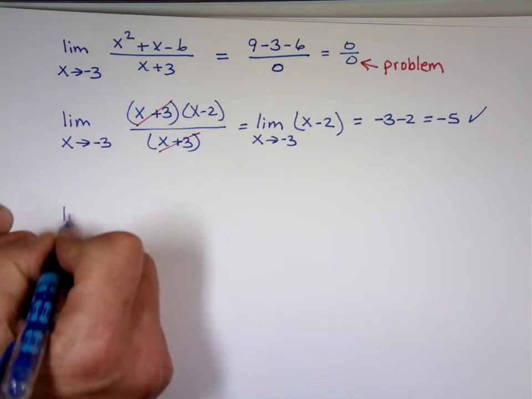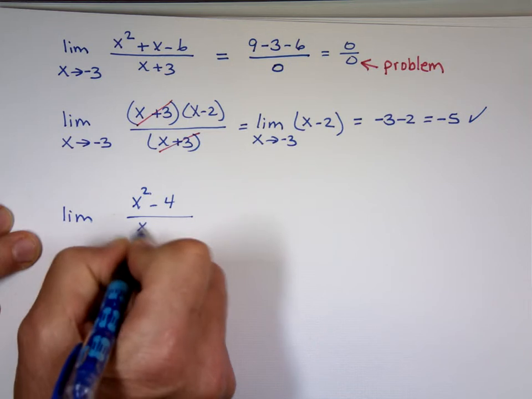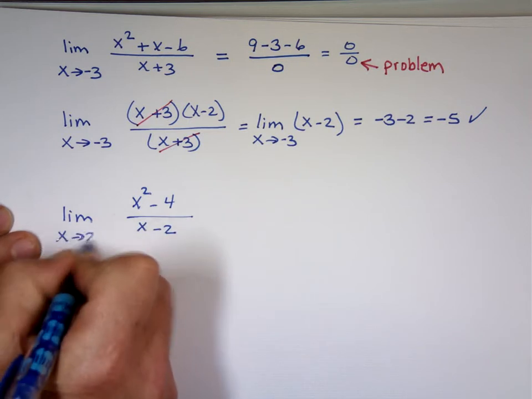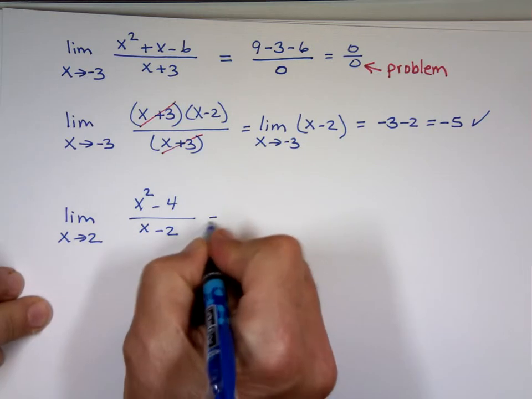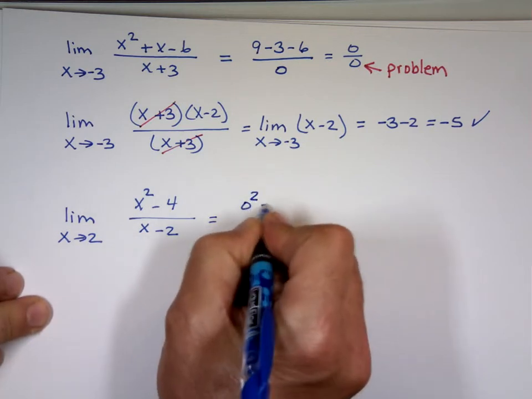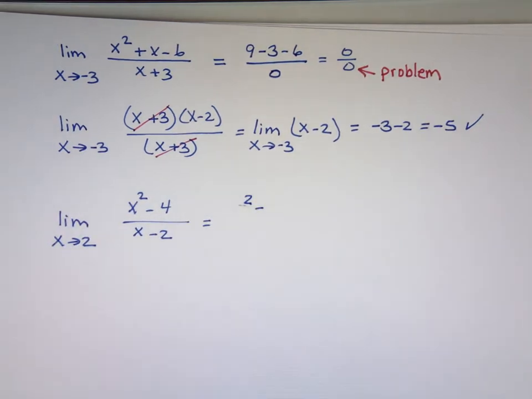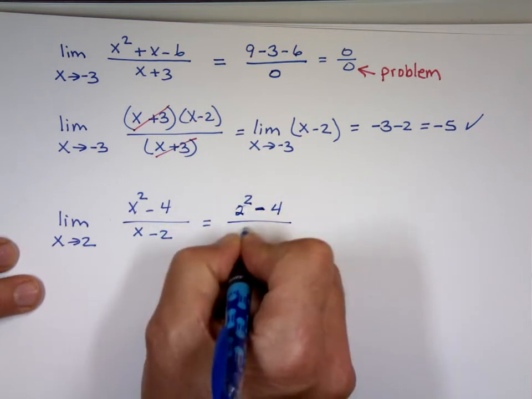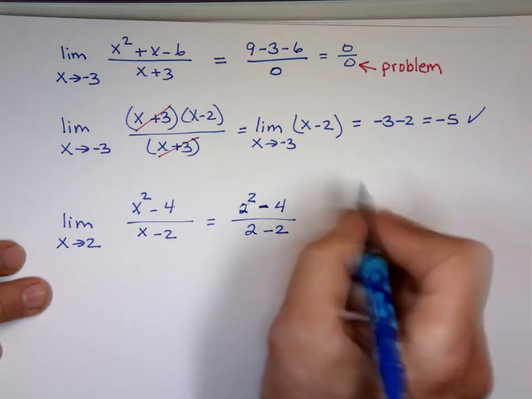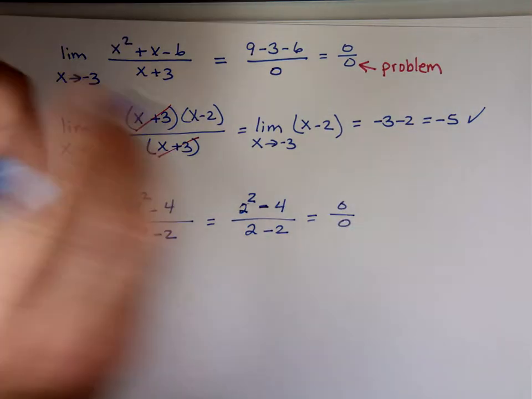The limit of x squared minus 4 over x minus 2 when x approaches 2. First step is direct substitution. Direct substitution is what? 2 squared, I'm sorry, not 0. 2 squared minus 4 over what? 2 minus 2. What is 2 squared? 4. 4 minus 4? 0 over 0. We got a problem.